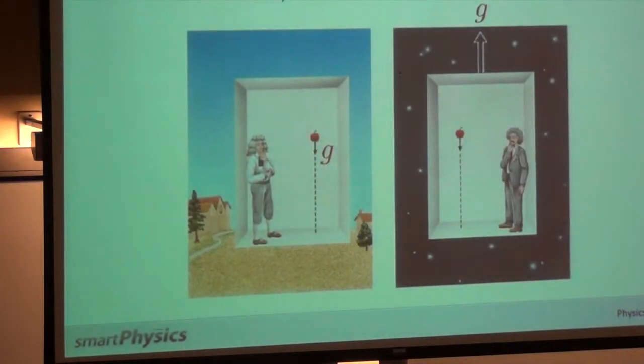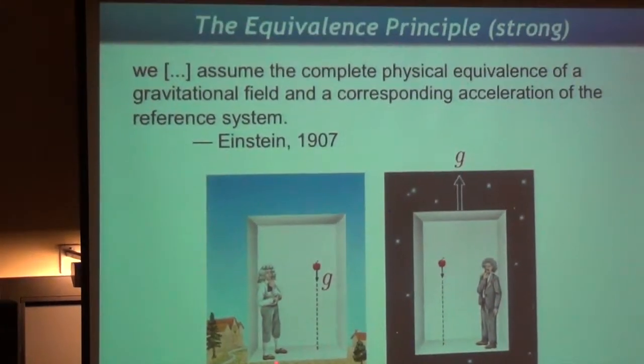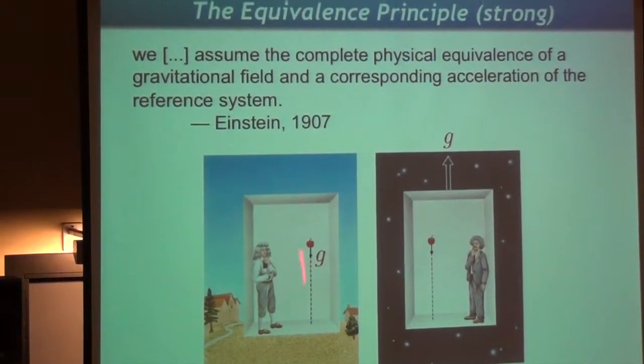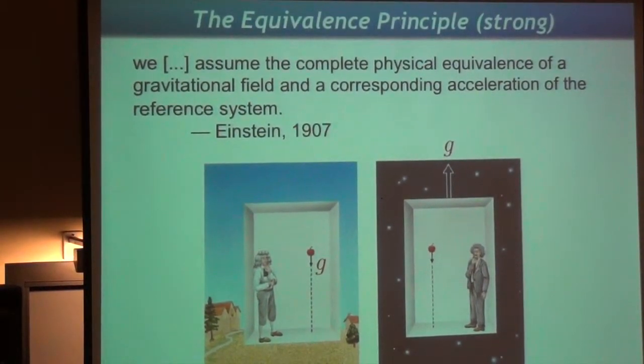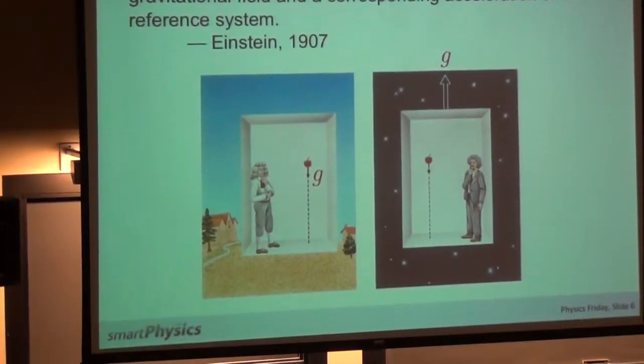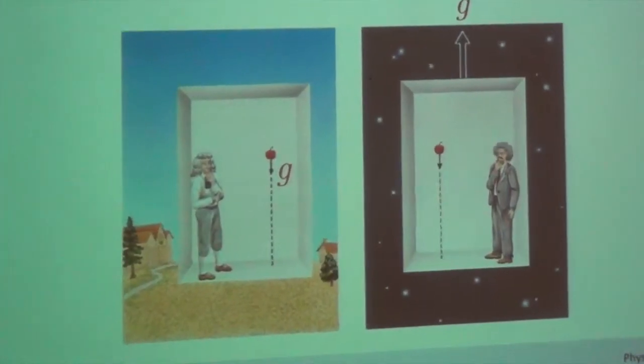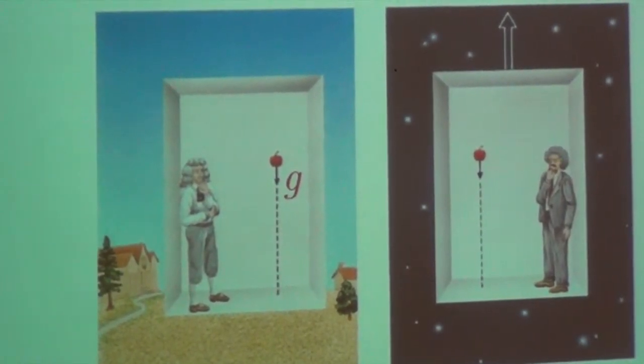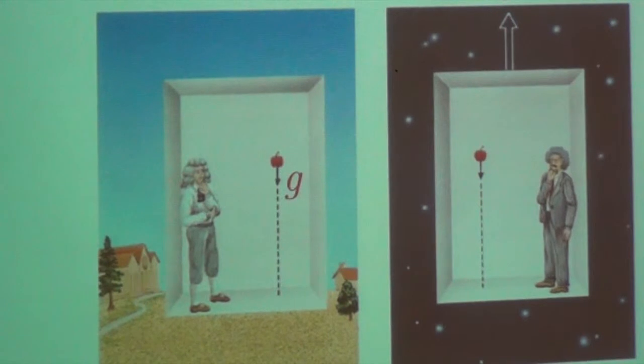The strong equivalence principle, from 1907, assumes complete physical equivalence of a gravitational field and a corresponding acceleration of the reference system. This is basically saying more or less the same thing, except now, if I'm on Earth in a box that's not moving in the presence of gravity, then this apple is going to fall with some acceleration g. We know how to solve the dynamics of this thing. But if instead I'm far away from any massive body, out in the middle of space somewhere, and I have this elevator being accelerated upwards with g, if I'm inside these boxes, I can't tell the difference between these two things. Okay? So this is the strong equivalence principle, that acceleration and gravitational fields are basically equivalent to each other.